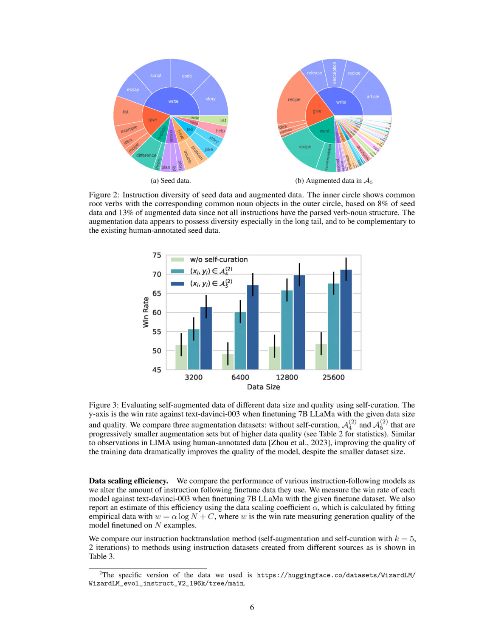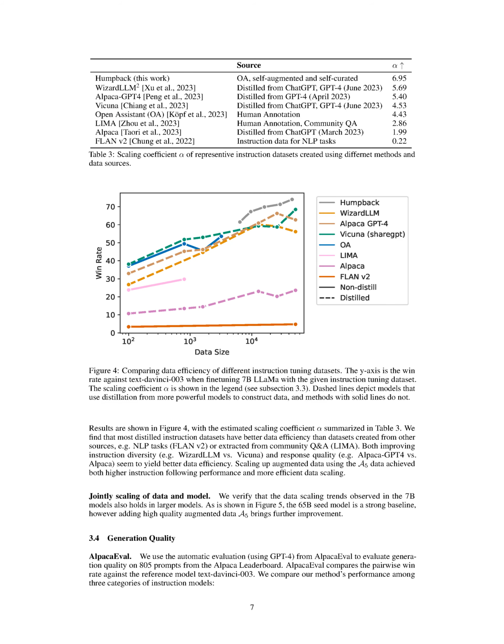We're comparing our method, which involves back-translation of instructions, self-augmentation, and self-curation, to other methods that use instruction datasets from different sources. Our results show that most instruction datasets that have been distilled are more efficient than those created from other sources, such as NLP tasks or community Q&A. We also found that increasing the diversity of instructions and improving the quality of responses leads to better data efficiency. When we scaled up the augmented data using the A5 dataset, we saw improved performance and more efficient data scaling.